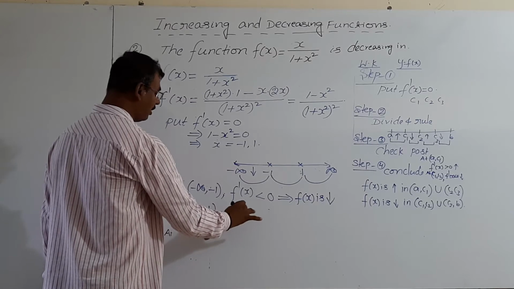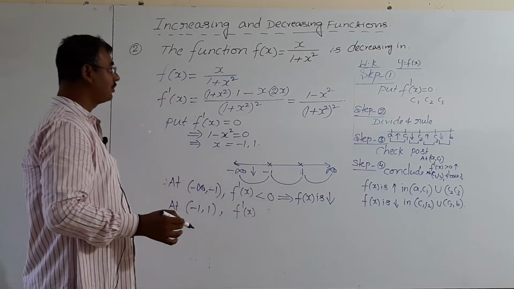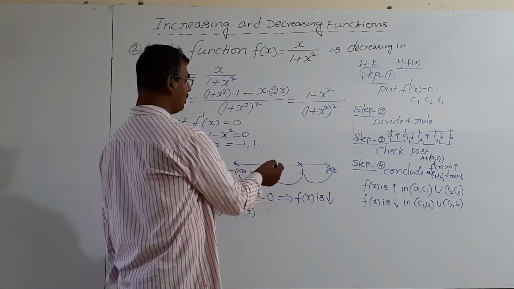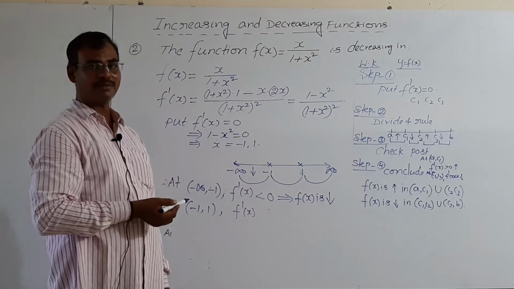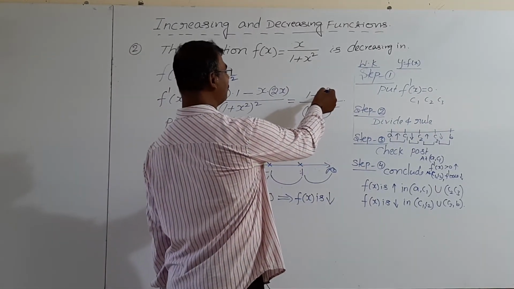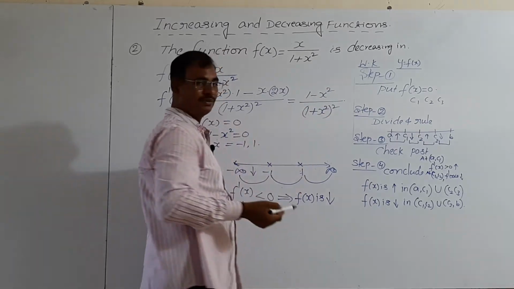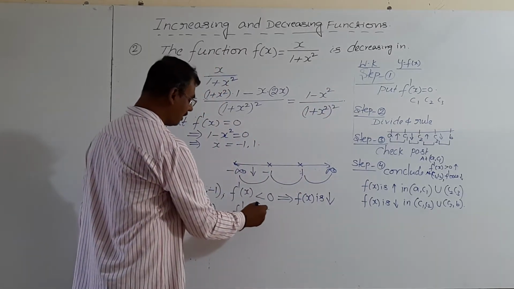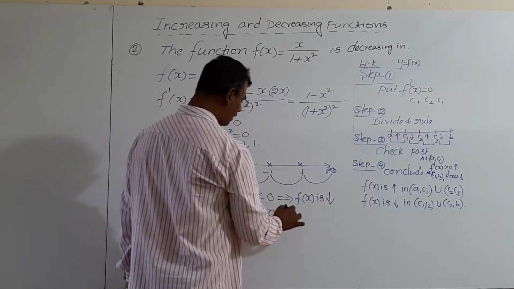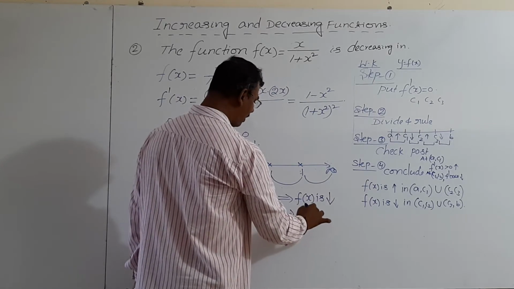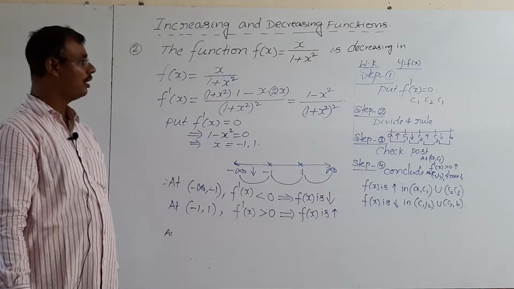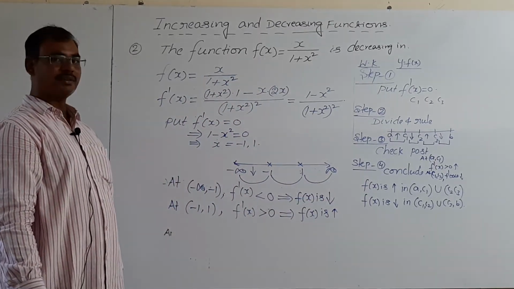In this interval, what is the sign of the first derivative? In between minus 1 to 1, do we have any number? Yes. What is the number? 0. Substitute here. 1 minus 0, 1 upon also 1. So it is positive. Hence we use the greater than symbol. Greater than 0. What does it mean? f of x is an increasing function.